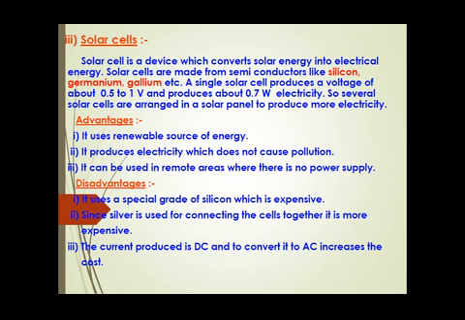Now a single solar cell produces a voltage of 0.5 to 1 volt. So this is the voltage range. And how much electricity is produced? Around 0.7 watt of electricity is produced.